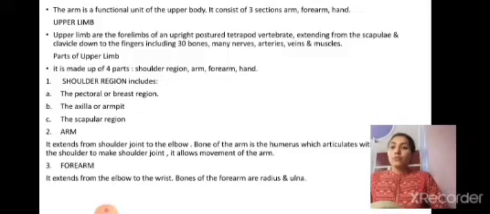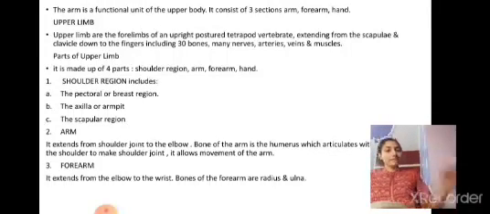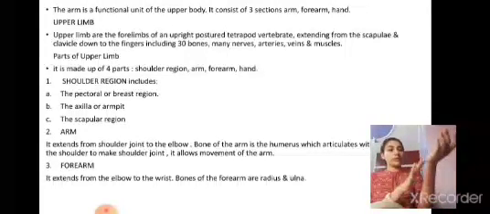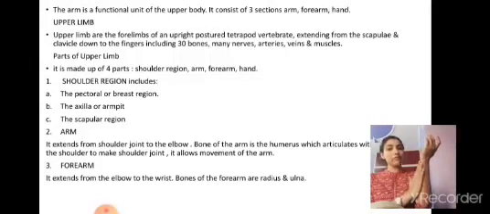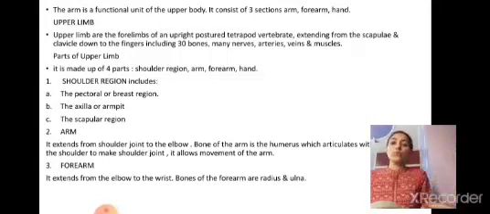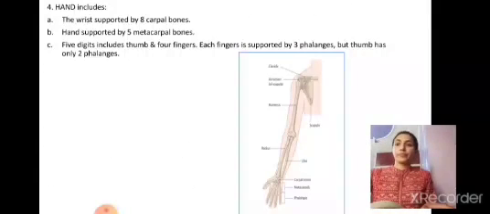Okay, now we will read about forearm. It extends from the elbow to the wrist. So our forearm extends from our elbow to the wrist. So this area is my forearm. Okay, so bones which are present at the forearm are radius and ulna, as I told you earlier also.